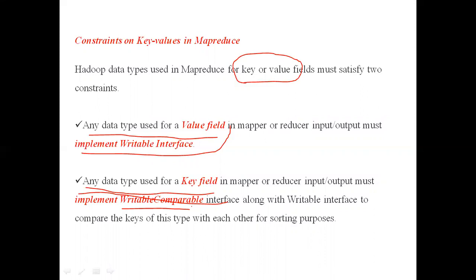Why must the key data type implement writable comparable? Because at the time of shuffling and sorting, the work is done purely based on the key values, so at that time we need to compare the keys. That's why any data type used for the key field must implement writable comparable. For values, there is no need of any comparison, so any data type used for the value field must implement the writable interface. That is briefly what we discussed in the previous class.